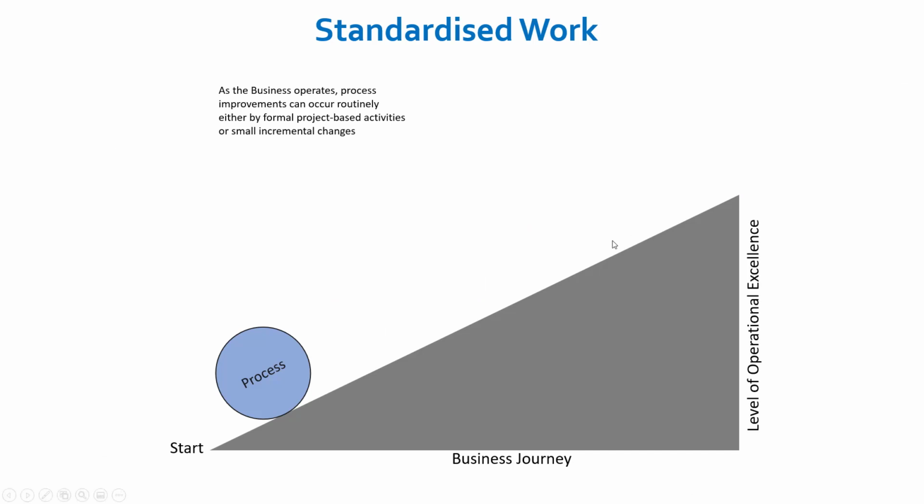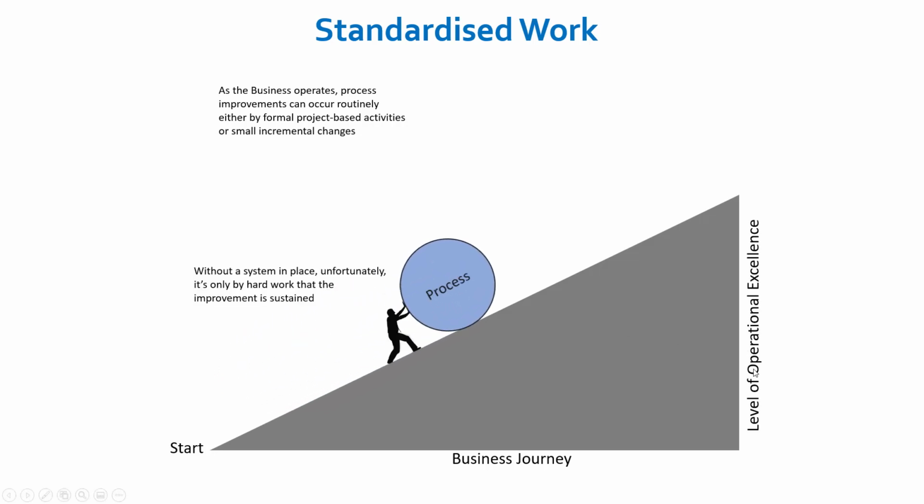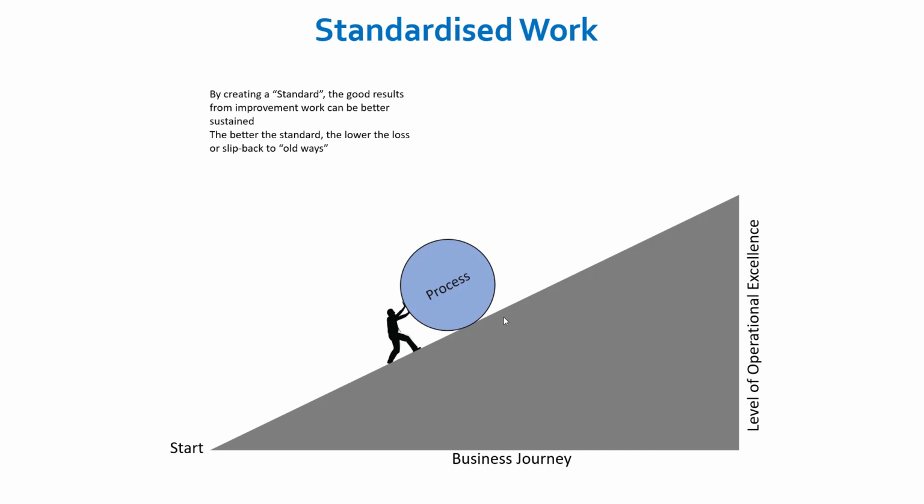So what does standardised work really look like? As a business operates, as a business runs its course, we would typically have process improvements. Now, they can routinely occur either by a formal project-based activity or small incremental changes. And as we can see, we've got a higher level now of our operational excellence, obviously because we've made improvements to the process. But unfortunately, without a system in place, it's only by hard work of certain people that the improvement is sustained. Now, by creating a standard, the good results from our improvement work can be better sustained. Typically coming out of any Kaizen or PDCA improvement activity is a standard, is a better way of working.